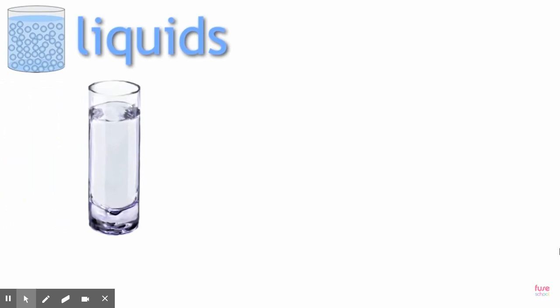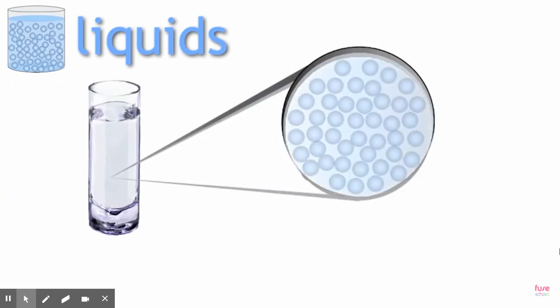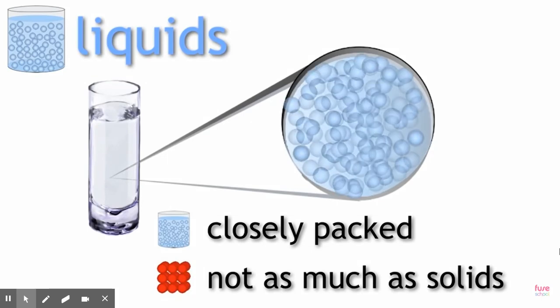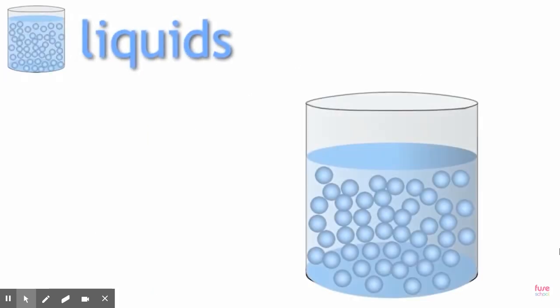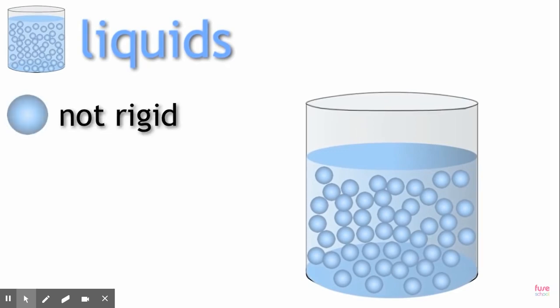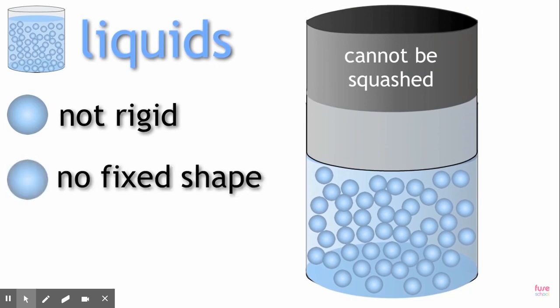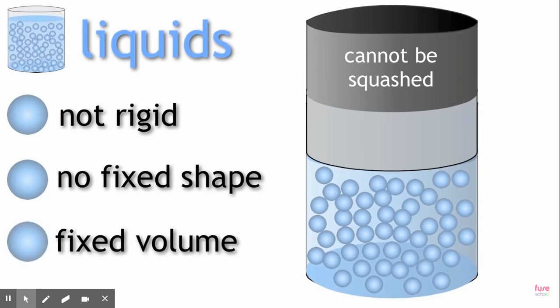Now let us look at liquids. An example of a liquid is water. Just as with solids, the properties of liquids depend on how the particles in liquids are packed. In a liquid, the particles are again closely packed, but not as closely packed as in solids. So this means that particles in liquids can move around each other. So, liquids are not rigid, but because their particles are closely packed as in solids, they cannot be squashed and compressed. They do not have a fixed shape, but they do have a fixed volume.